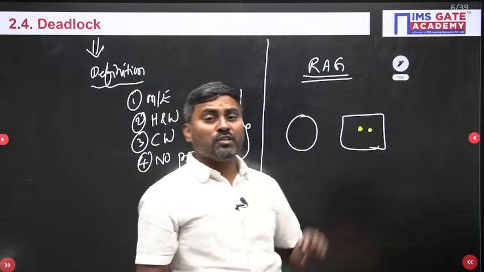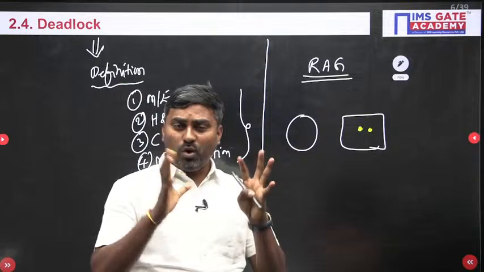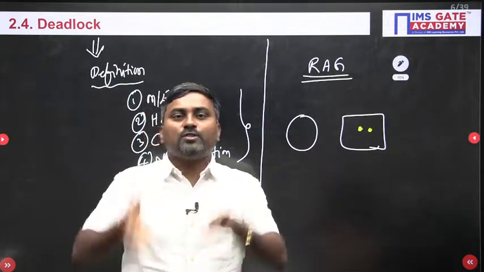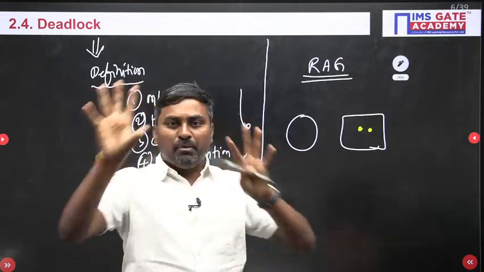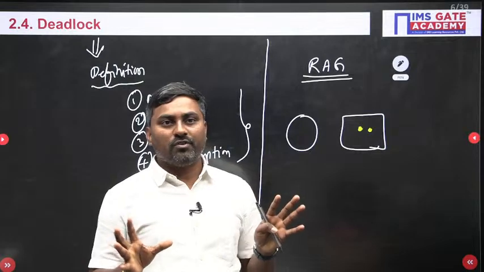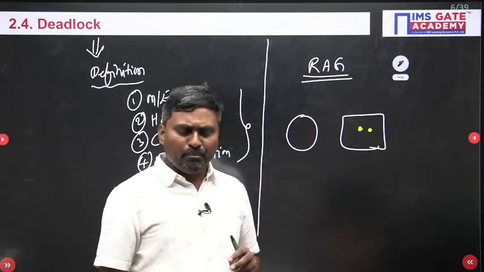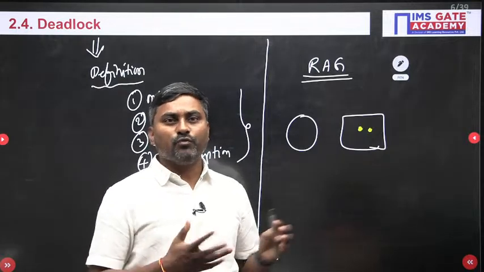What is the purpose of the resource allocation graph? It defines the state of the system. What is the current state? How many processes are there? How many resources are there? How many resources are allocated to processes? How many are waiting, how many are holding? So the complete picture of the system can be understood by looking at a resource allocation graph. This helps us at prevention time, deadlock avoidance time, and even recovery time.